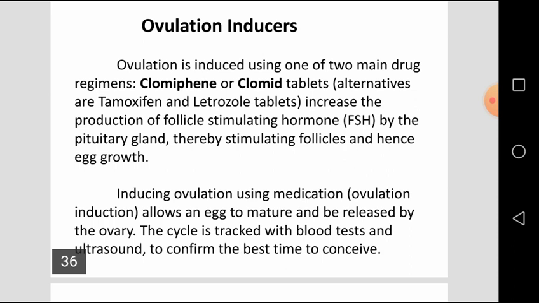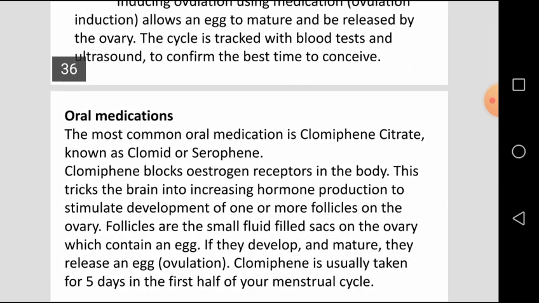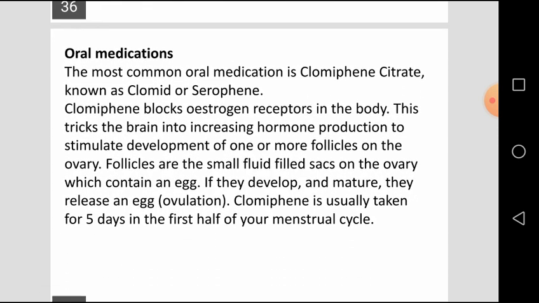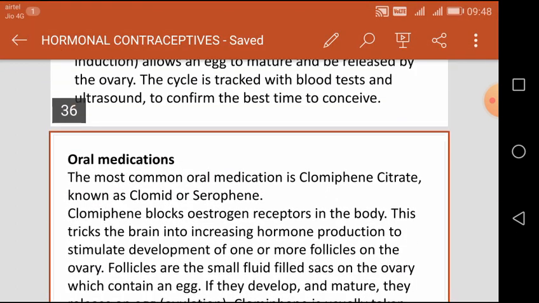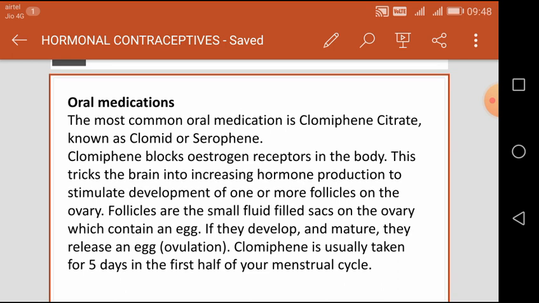So this cycle is tracked. How it is monitored means by blood tests and ultrasounds or scanning to confirm the best time to conceive. This is a very important aspect for the mothers who are going to undergo this treatment.